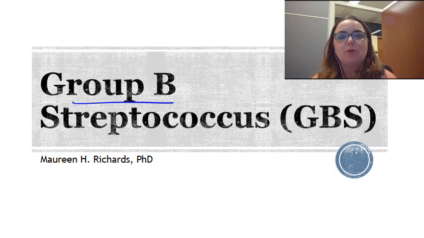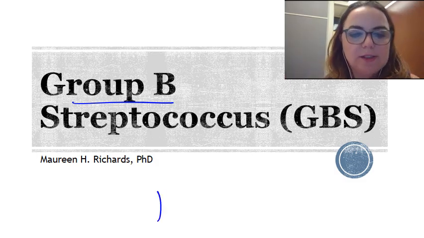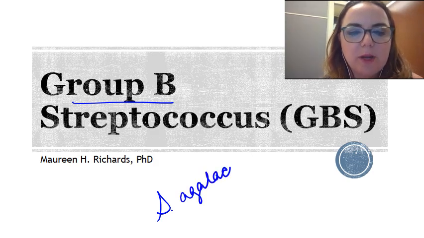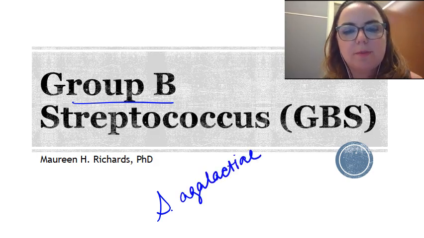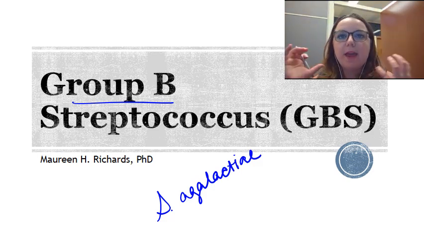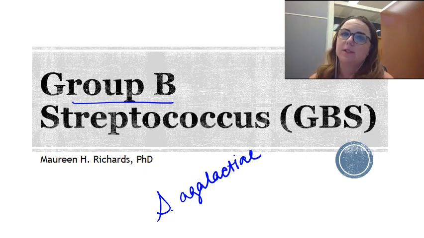But anyway, so group B strep is also known as Streptococcus agalactiae. Remember, whenever we talk about the streptococci, you absolutely have to know both the group name and the Latin name. That's really key. So we're going to go into some of the main characteristics, but since it's been a while since we've talked about strep, let's start with some of the main characteristics just of the group as a whole.